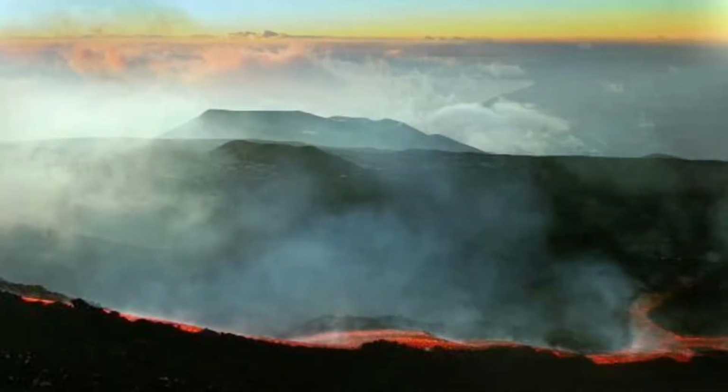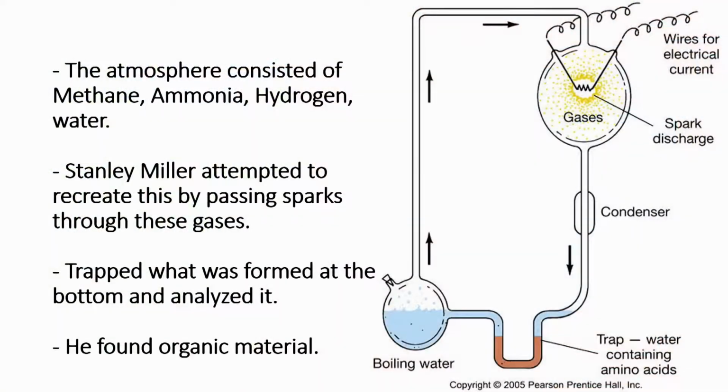Well, let's take a look at how science says Earth began. This is what Earth supposedly looked like originally. Earth was a very volcanic atmosphere, looked quite different than it does today according to science. And we want to know how did it go from that to this? Well, there was a man by the name of Stanley Miller that conducted an experiment. And he conjectured that the atmosphere consisted of methane, ammonia, hydrogen, and water.